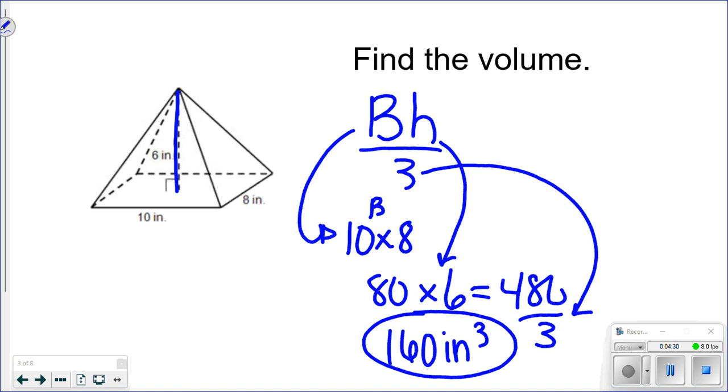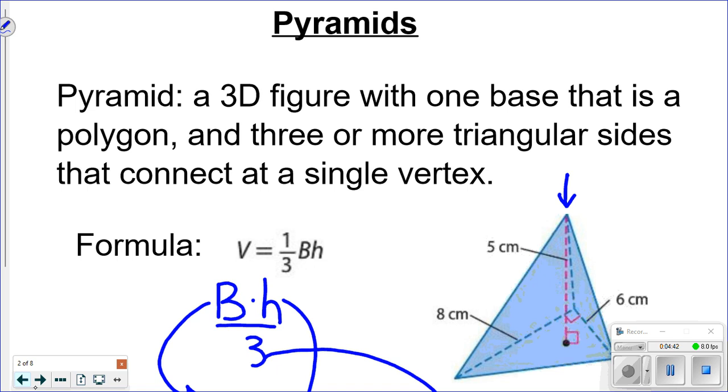So I don't care if you use arrows. I don't care what you need to do to get the answer. I just want you to get the right answer. Okay, so you've seen a pyramid that has a rectangular base. You've seen a pyramid that has a triangular base.